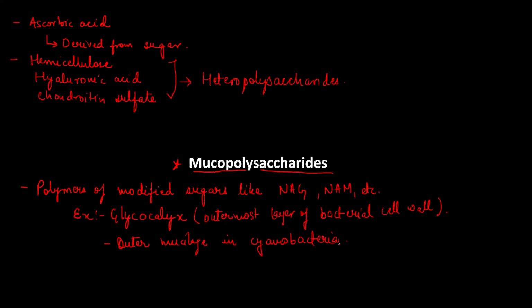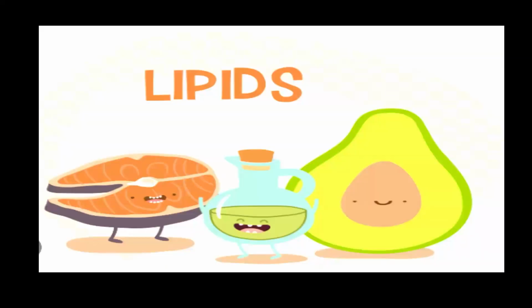Okay. So with this, we have completed another biomolecule, that is polysaccharide. So till now, we have completed proteins and carbohydrates. In proteins, we saw amino acids, enzymes, and structure of proteins. And then we have also completed carbohydrates. Now, we are going to move to the next biomolecule.